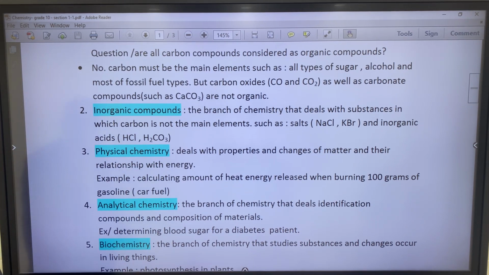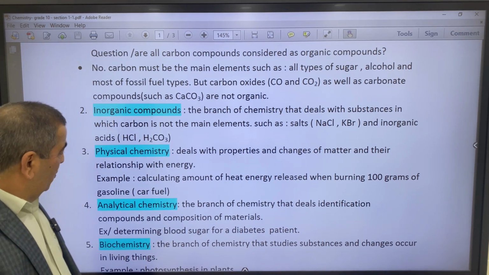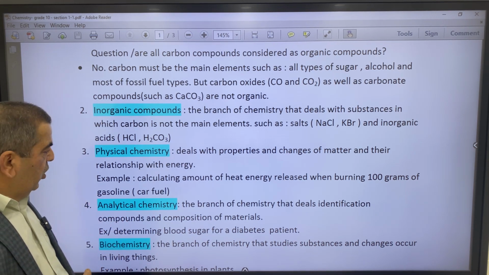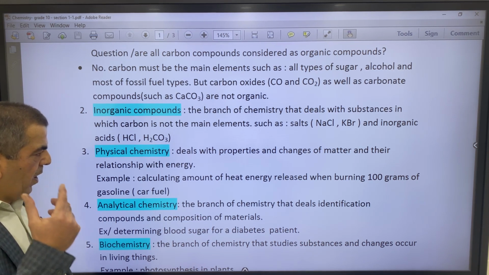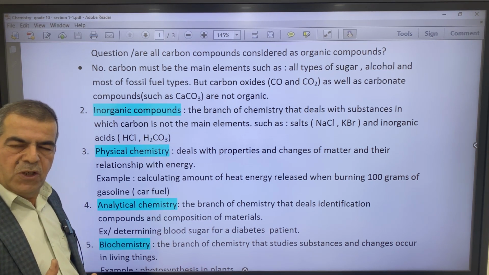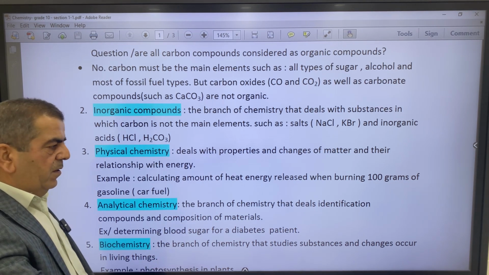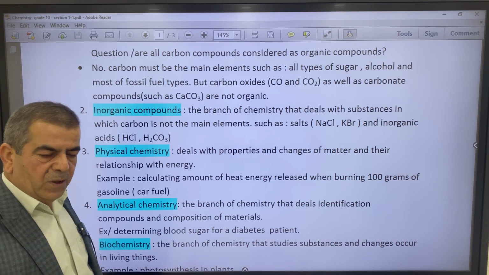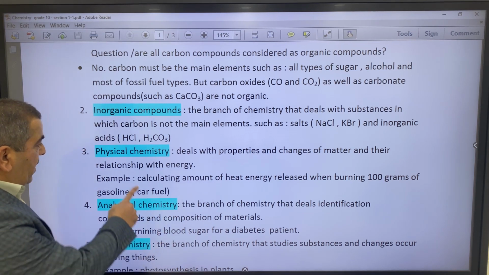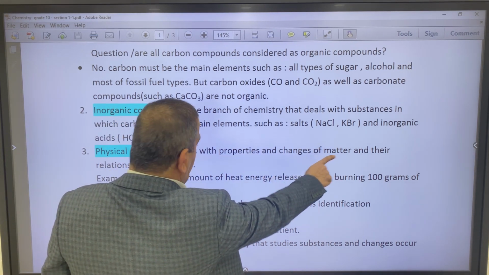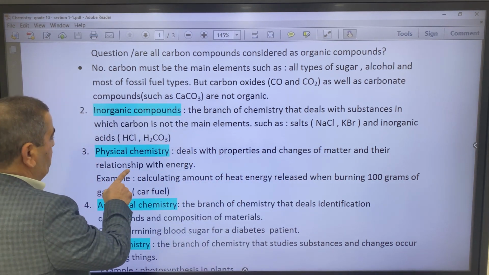The third one is physical chemistry. Wherever you hear the term physics or physical, it flows into your mind: change of energy, energy transferred, energy lost, energy gained, energy converted from one form to another. So physical chemistry deals with the properties and changes of matter and their relationship to energy.